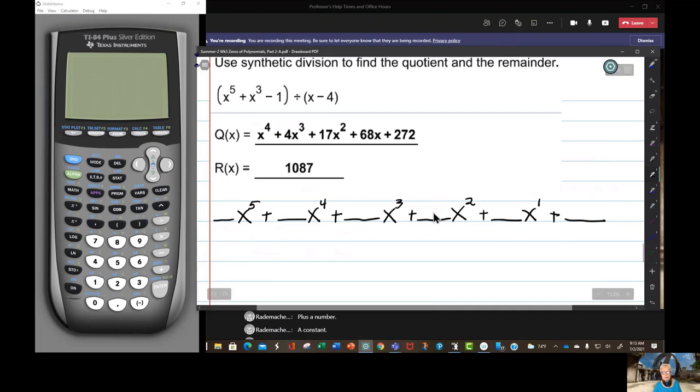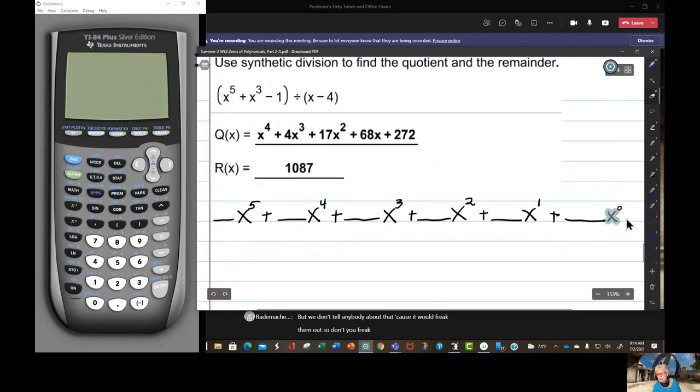Want to know a secret? There is an x there. It's x to the 0. But we don't tell anybody about that because it would freak them out. So don't you freak out. There you go. You don't have to know it, so pretend you don't. All right, now looking up here, there's a 1 in front of x to the 5. There's a 1 in front of x to the 3, and there's a minus 1 at the end. All the rest of the coefficients are going to be 0. Look at that.